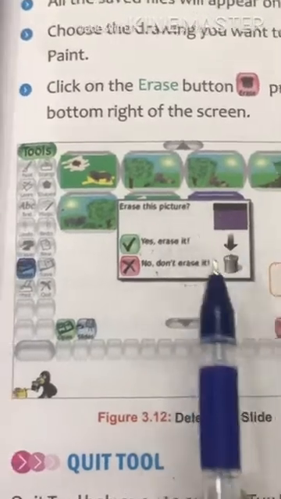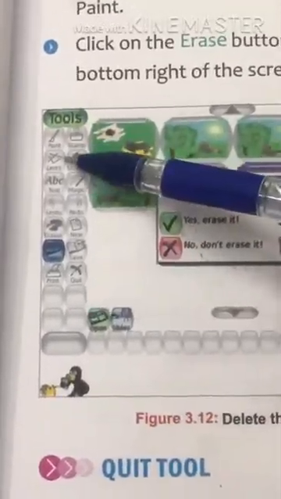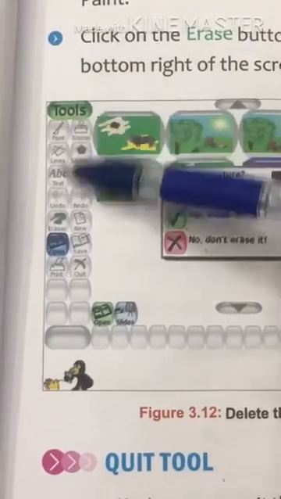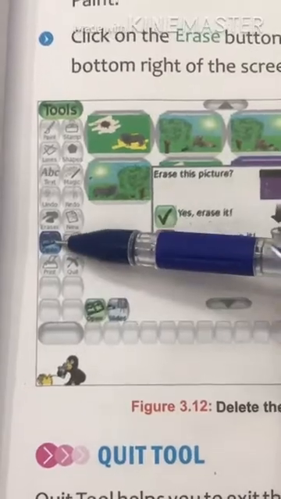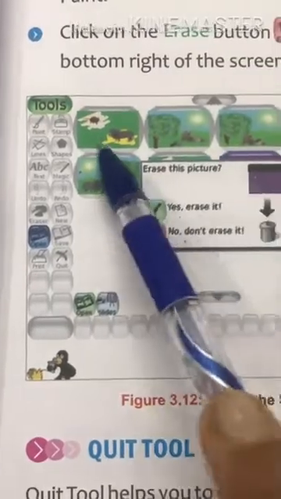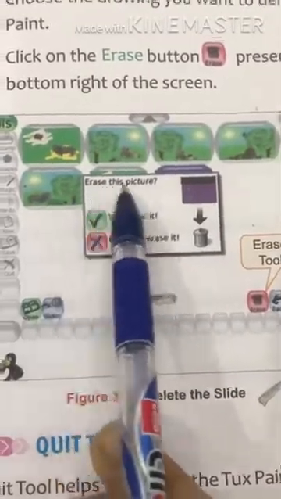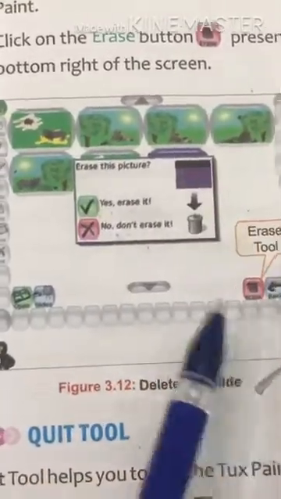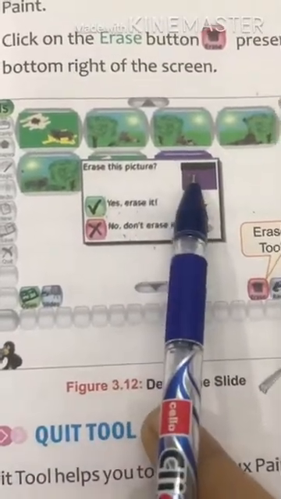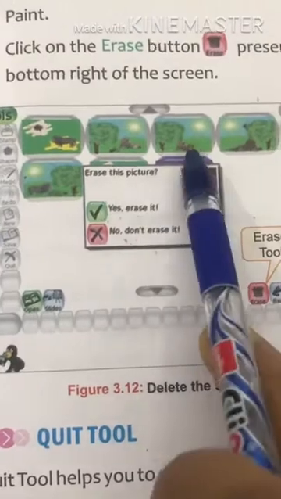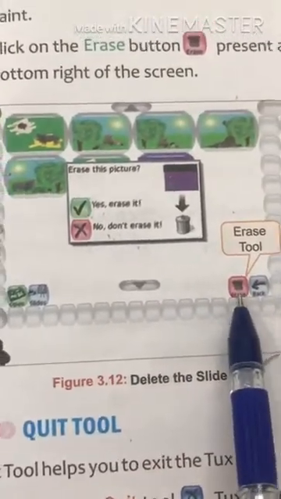First I will explain again what we have to do. The first one, that we will select the open tool from the tool section. After selection, you can see that all the slides, all the drawings will appear on the screen. So choose any of them which you want to delete from the text paint. Then you will select that drawing and just click on this erase tool.